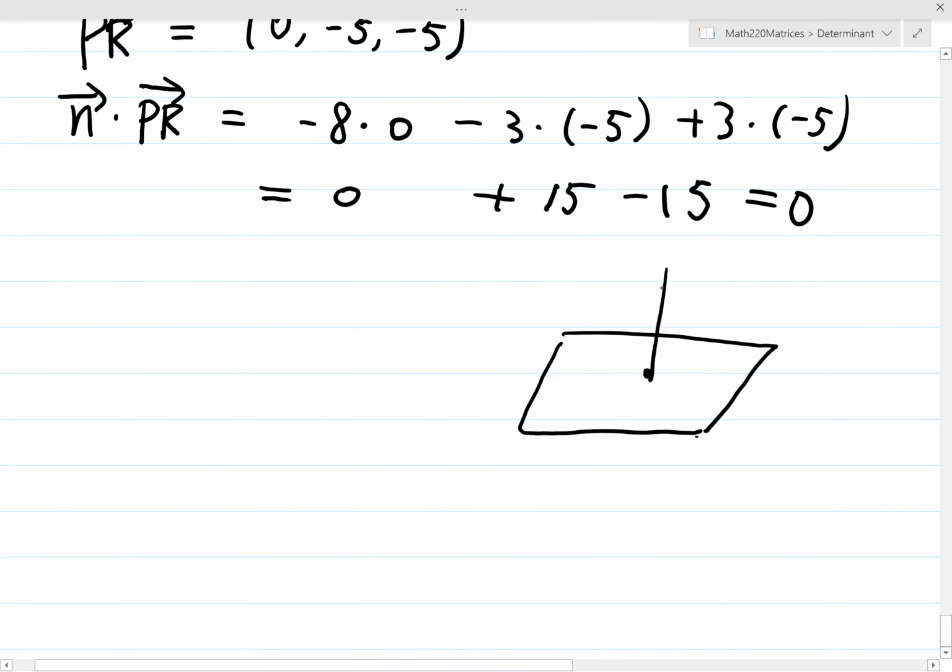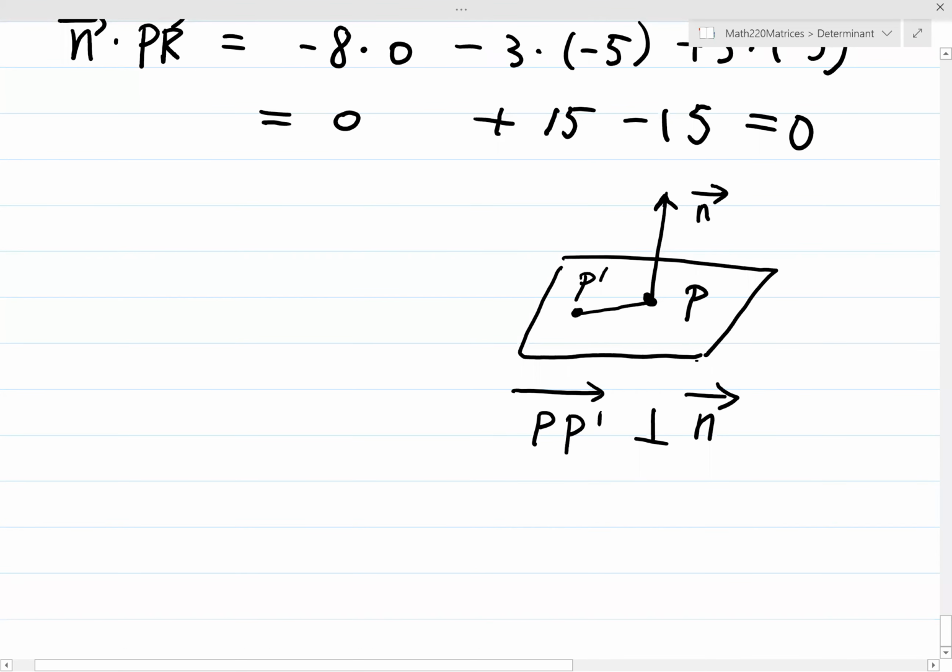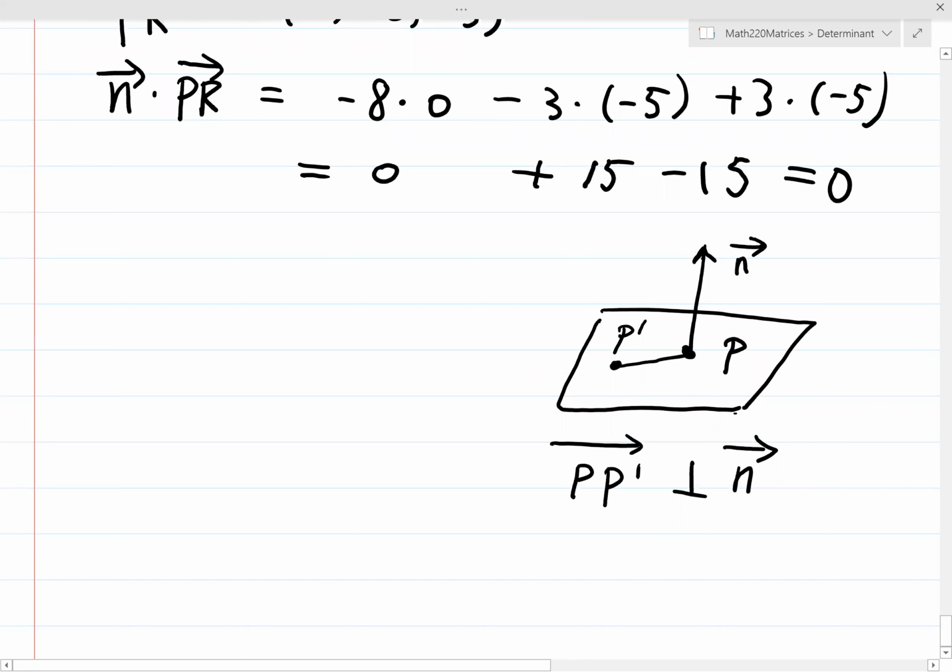So this is the normal vector n. Now suppose P is a point on the plane, and let P prime be any point. Then the vector PP prime will be orthogonal to the normal vector. So P prime is in the plane.